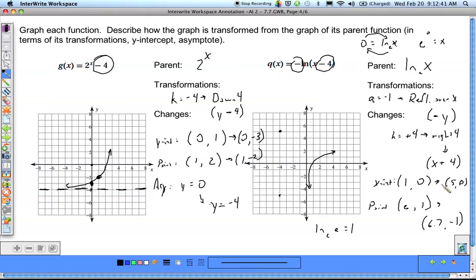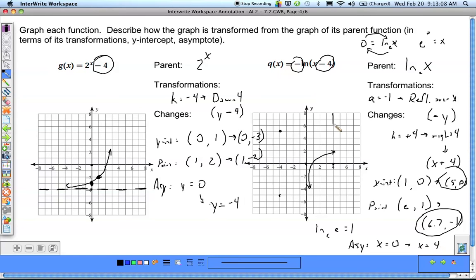And then the last thing we can name, so there's one point, there's another point, is the asymptote. Well, it's a vertical line, so it's going to be x equals 0. We need to move it right 4. But when we reflect it, you can't really reflect a vertical line across the x-axis. It's not going to change anything. So all we're really doing is moving it right 4, which means it becomes x equals 4.